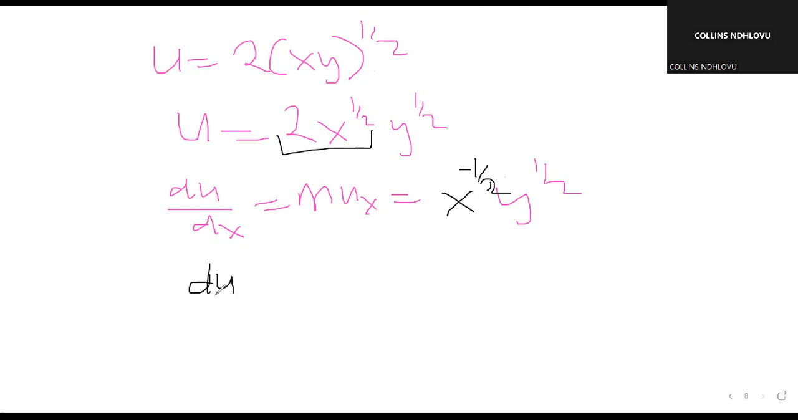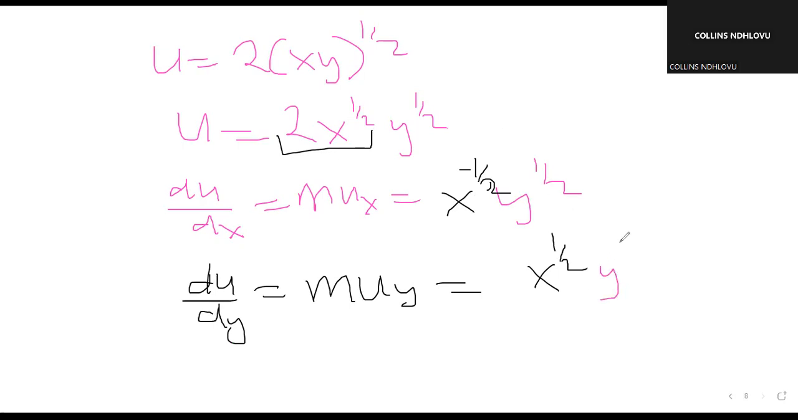Then we go to du over dy. This is called the marginal utility of y. So here we're going to have our dummy. We're interested in the y, our x half is our dummy. So we're going to remain with 2y half. 2y half when differentiated becomes what? 1y negative half.